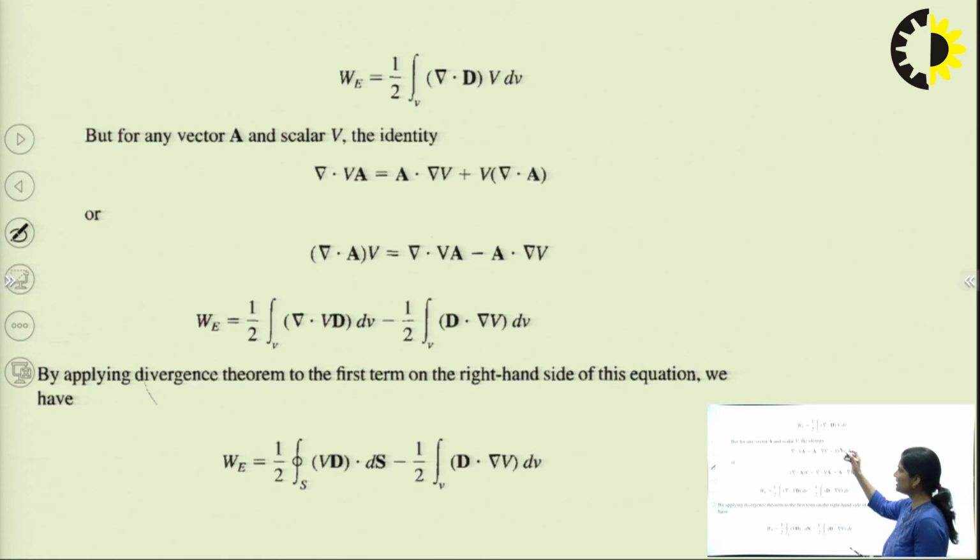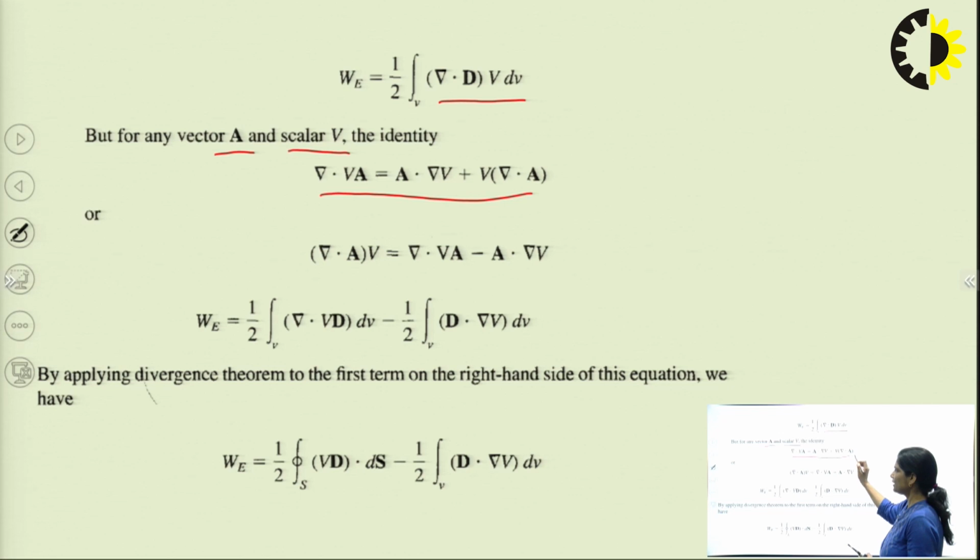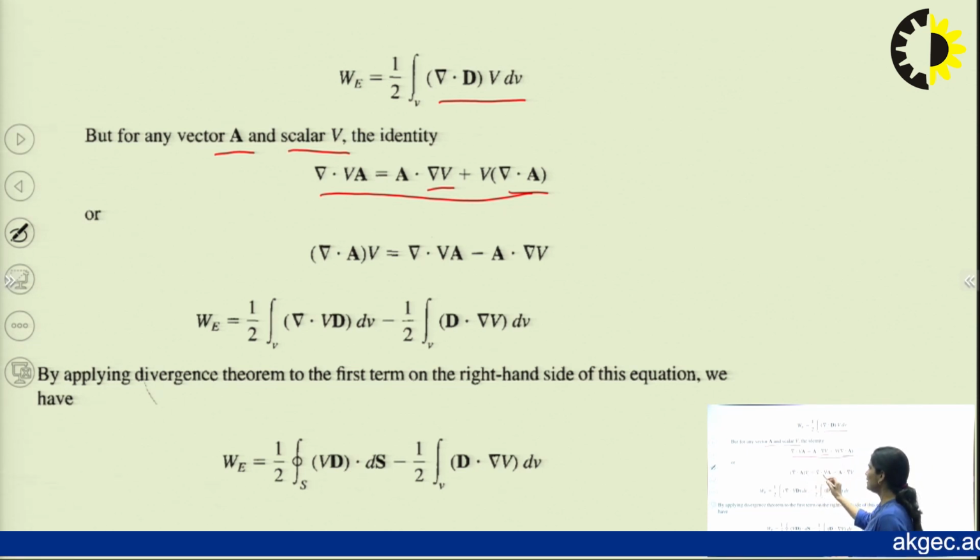Now generally you have to write this equation, WE is equal to 1 by 2 integration of del dot D V dV. Now here, for any vector A and scalar V, the identity is what? As you all know the formula, del dot VA is equal to A dot del V plus V in bracket del dot A, means you have to take the divergence for V and then for A. Now here del dot VA is equal to what? V del dot A plus A dot del V.